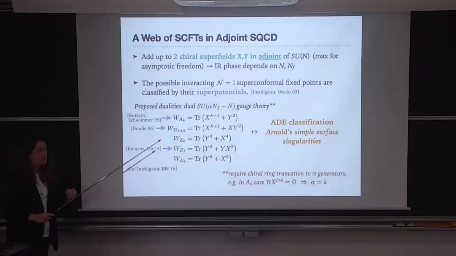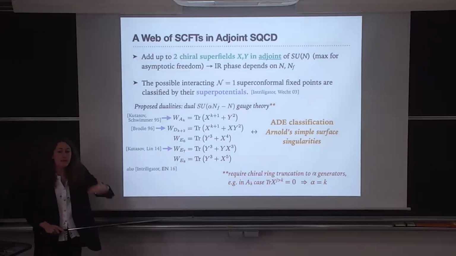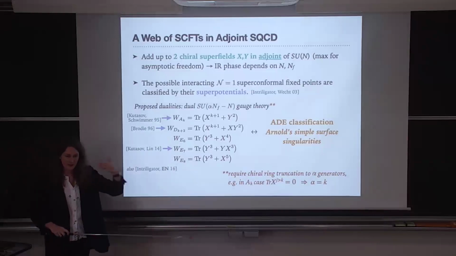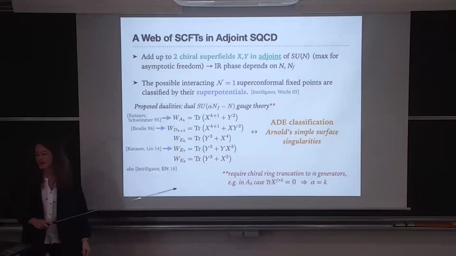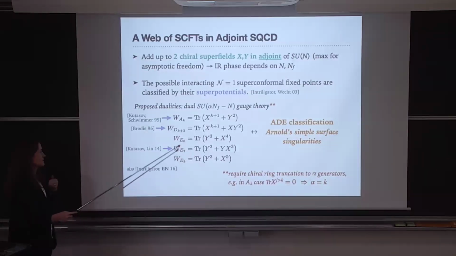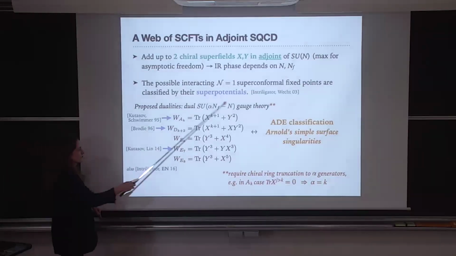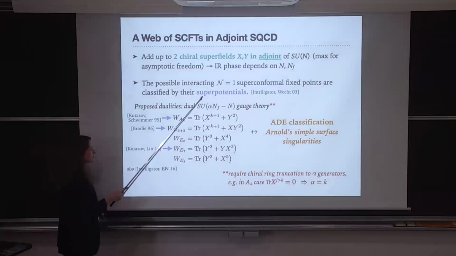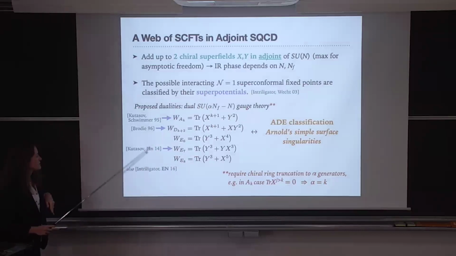And so now the statement is that there are proposed Seiberg-like dualities, so analogs, generalizations of Seiberg duality, for various of these theories. In all cases, the proposed dual is going to be some gauge theory with some different gauge group. I'll say more on that in a moment.